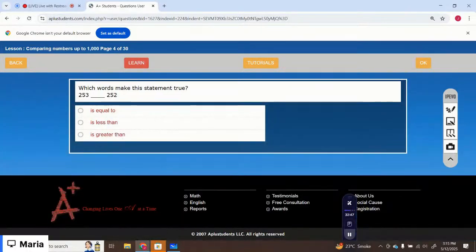Which words make the statement true, 253 and 252? So which is the correct option? The correct option is 253 is greater than 252. Option number 3 is the correct option.